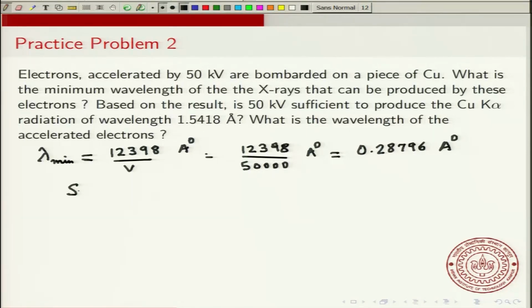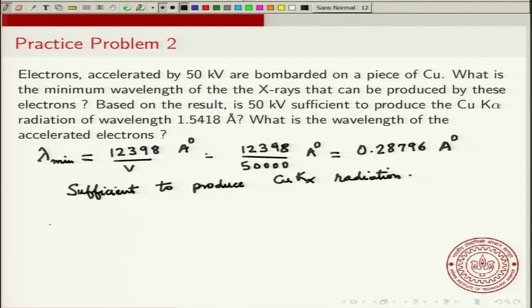So, the wavelength is smaller, which means the energy is higher than copper K alpha. So, basically this is sufficient to produce Cu K alpha radiation. 50 kilovolts is sufficient to produce the copper K alpha radiation, since the minimum wavelength is much smaller than the wavelength of the copper K alpha radiation. Remember that smaller wavelength corresponds to higher energy, so it has more energy than required.